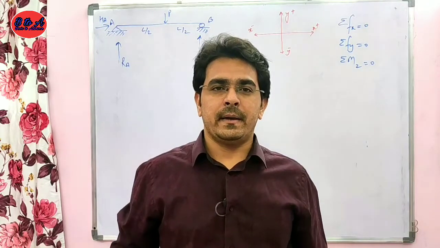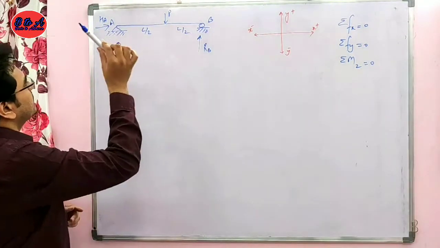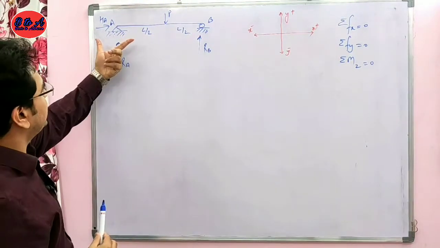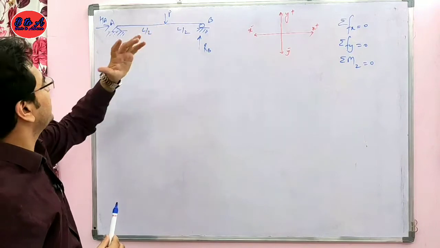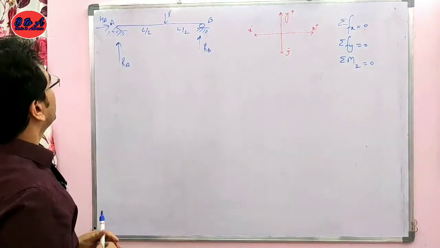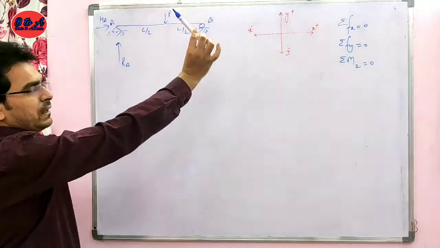I am starting with a very basic numerical. So let's look at the first numerical. This is our first numerical, that is a simply supported beam subjected to a point load at the center. This is a hinge support, this is a roller support. Now I want to calculate the reaction at the hinge support and at the roller support.